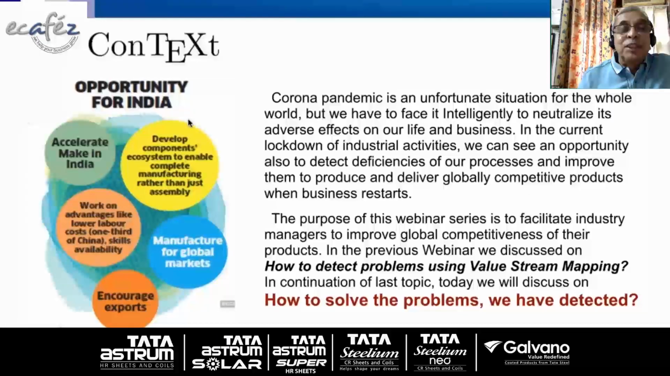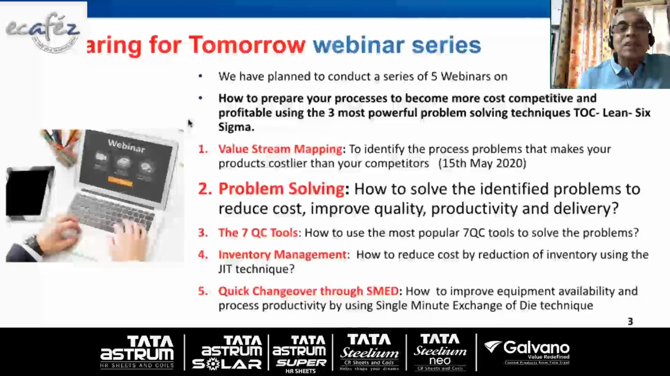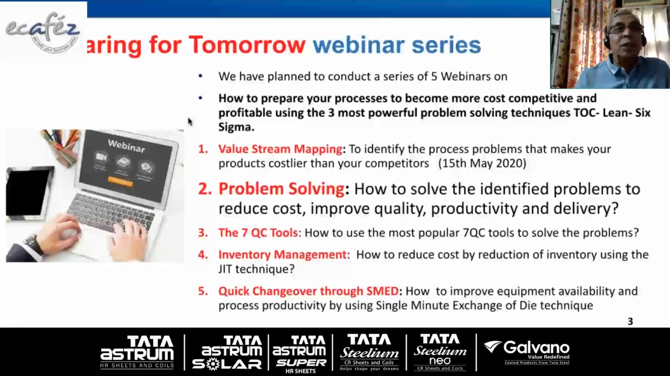So, this is opening an opportunity in the global market to encourage our export. But to attain an exportable product, to become a global leader in manufacturing, we have to become globally competitive. And for global competitiveness, in this webinar series, the very first one was how to detect the problems which are stopping us from becoming globally competitive. For that, last week we conducted a webinar on value stream mapping. This is a diagnostic journey that helps us to find out what in our processes is blocking our competitiveness.